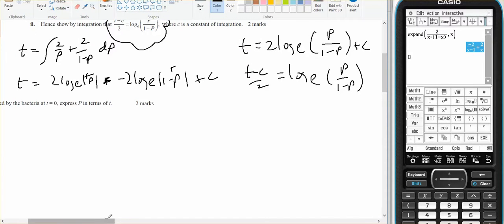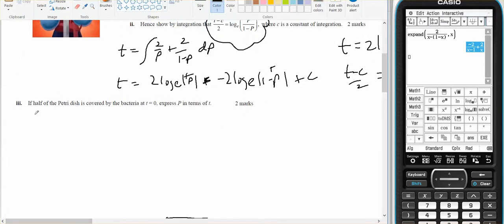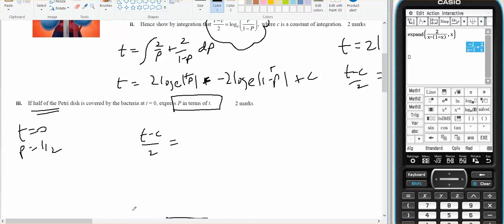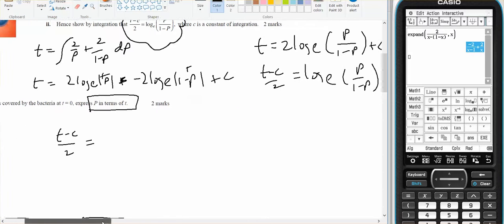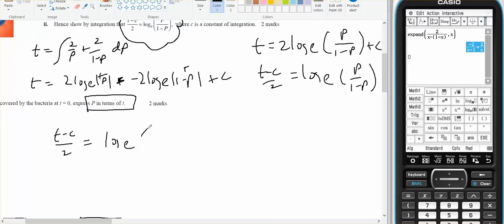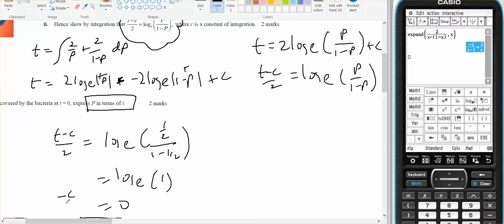And in part C, or part 3, if half, so at t equals 0, p must equal a half. Find p in terms of t. Okay, so (t minus c) on 2 must equal log base e of a half on 1 minus a half, which is log base e of 1, which is 0. So minus c on 2 is 0, therefore c equals 0.